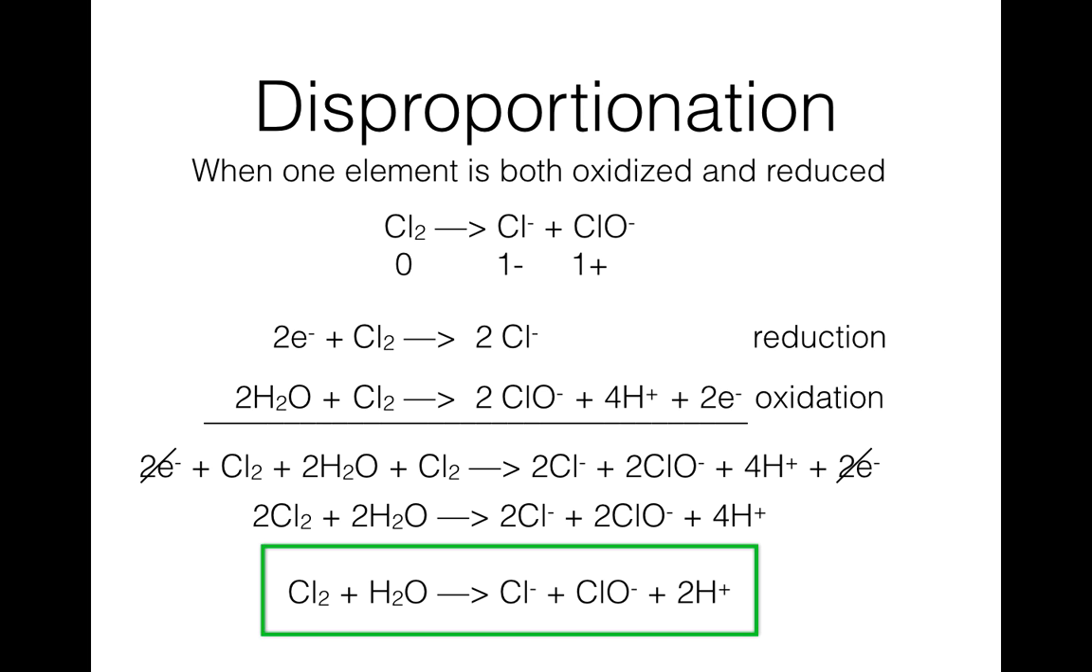So this is actually what happens when you bubble chlorine gas into water. You will produce chloride ions and hypochlorite ions along with some acid. So this will produce an acidic solution. And this is actually one of the processes for making bleach, which is sodium hypochlorite solution, by bubbling chlorine through water. If you neutralize the acidic solution afterwards, you'll end up with sodium hypochlorite and a bleach solution.